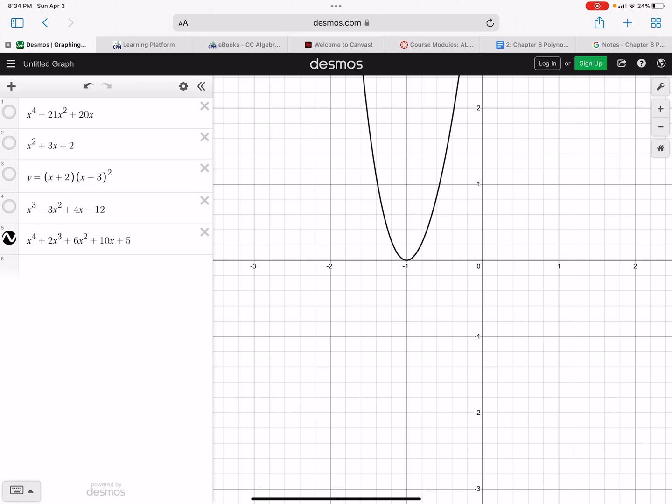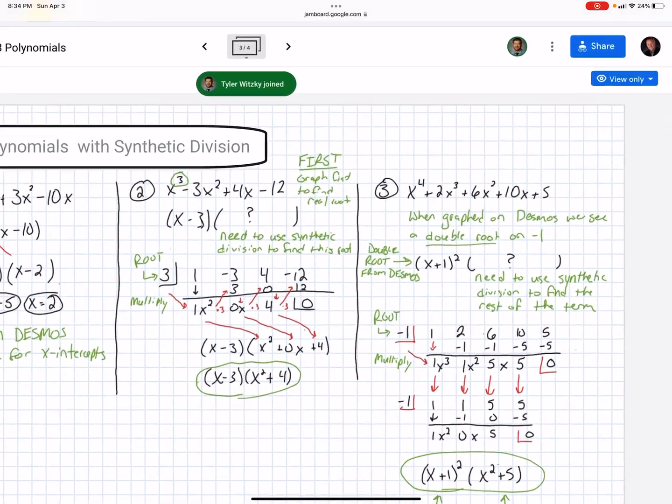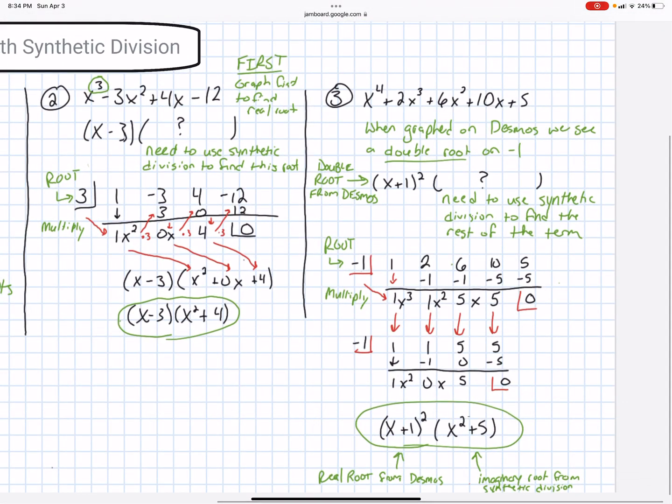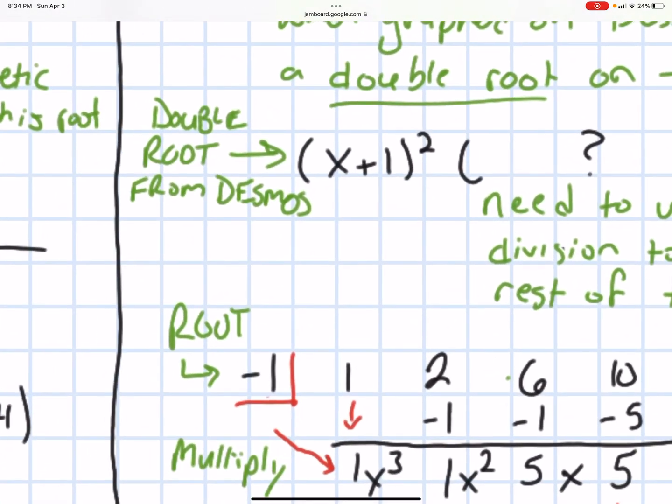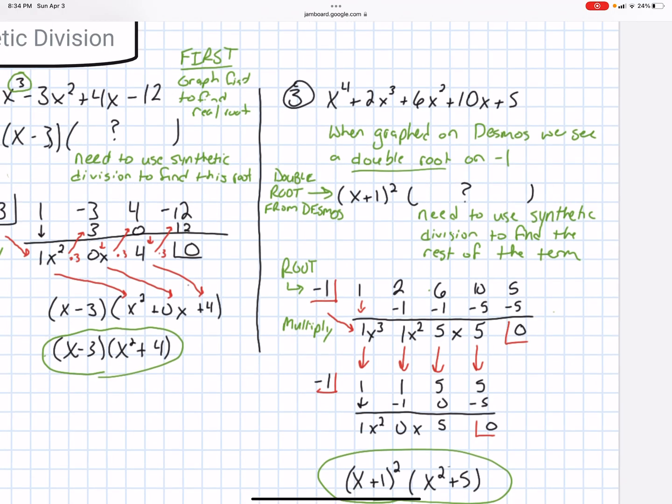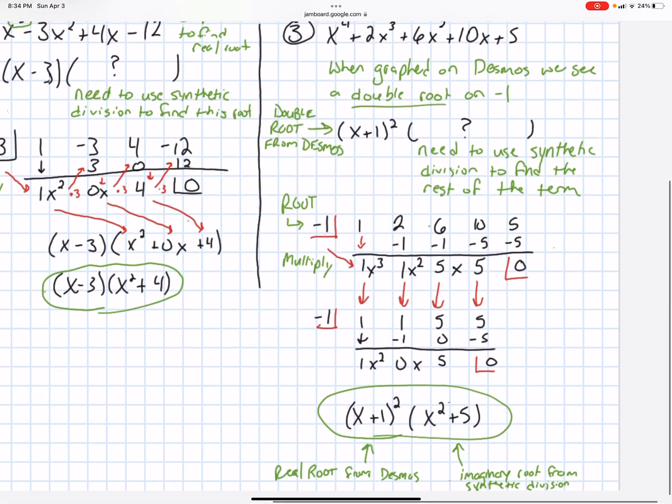So what's our process? Not only do we have to take out -1 once, but we actually have to take it out twice, okay? And that's what we did right here in these notes, okay? When we graphed in Desmos, we saw we had a double root at -1. So the double root, what it's going to look like right there is x plus 1 squared, right? So we can do that. So we have to take out -1 twice, okay?